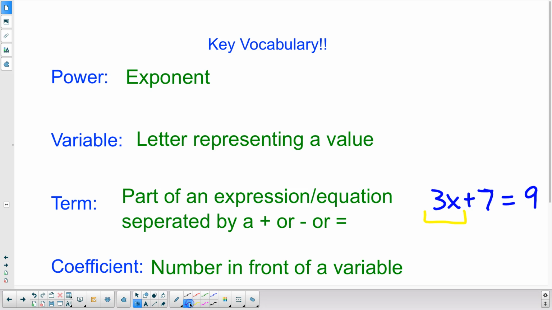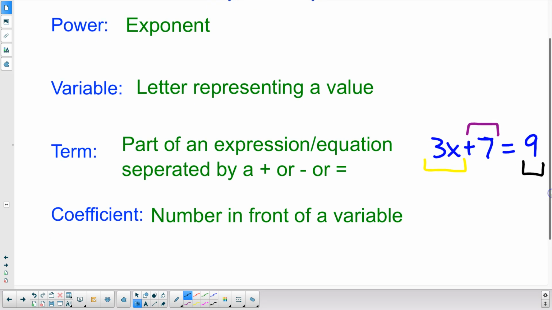7 is a term. And 9 is a term. Okay? So those are the three terms to that equation. It's all the different parts. Coefficient is just the number in front of a variable, and you've seen that many, many times. Okay?